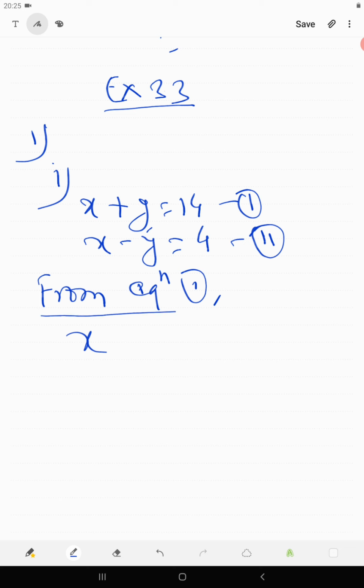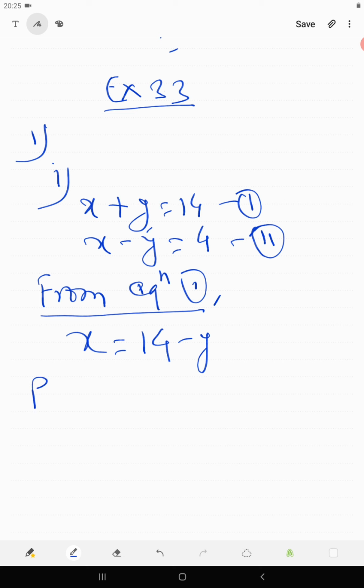So what I am telling you is, from equation 1, let's represent x in the form of 14 minus y. I will take y to the right hand side, since y is positive on the left hand side. So when we take it towards the right hand side, it will become negative. I have told you already in the previous video: plus becomes minus, minus becomes plus, multiplication becomes division, and division becomes multiplication if we are changing the side from left to right or from right to left. So here I am taking y towards the right, so it will become negative. Okay, so this is what we have got from equation 1.